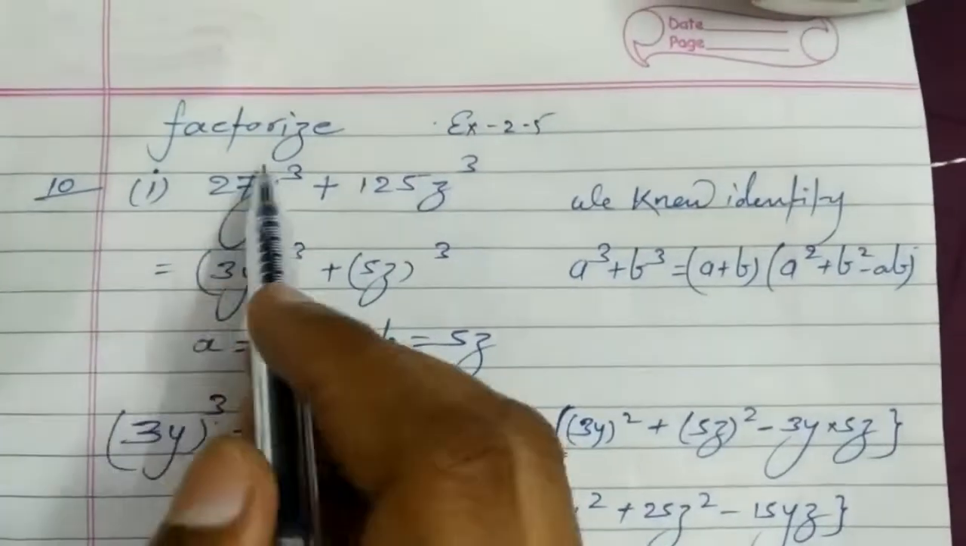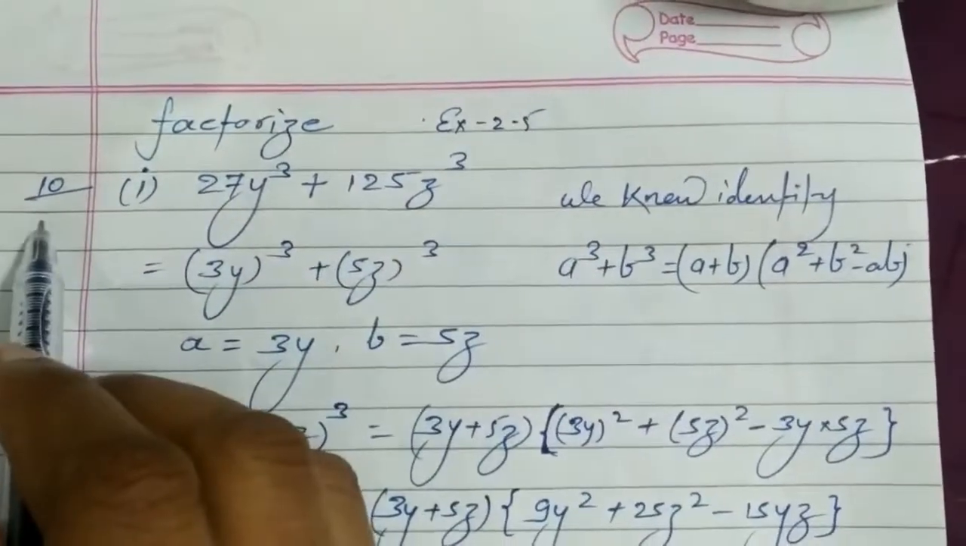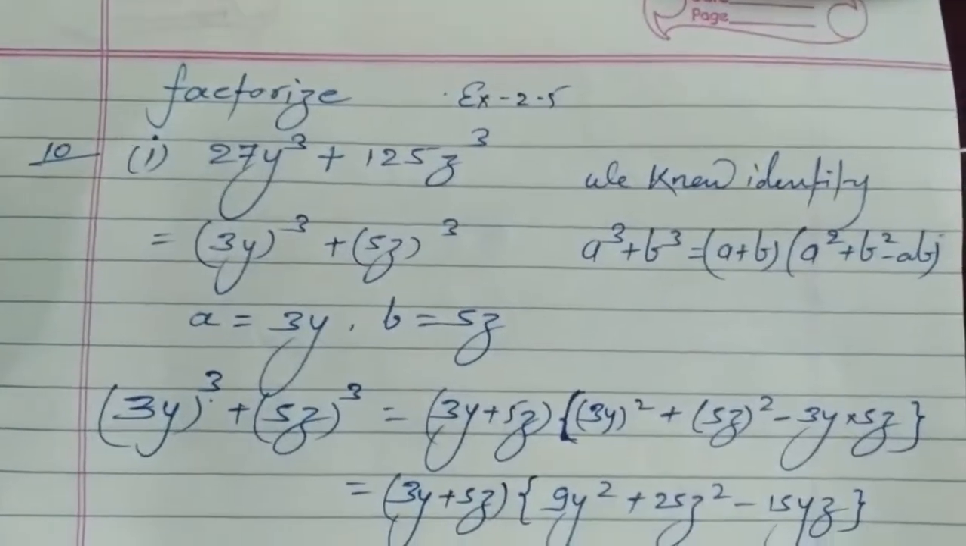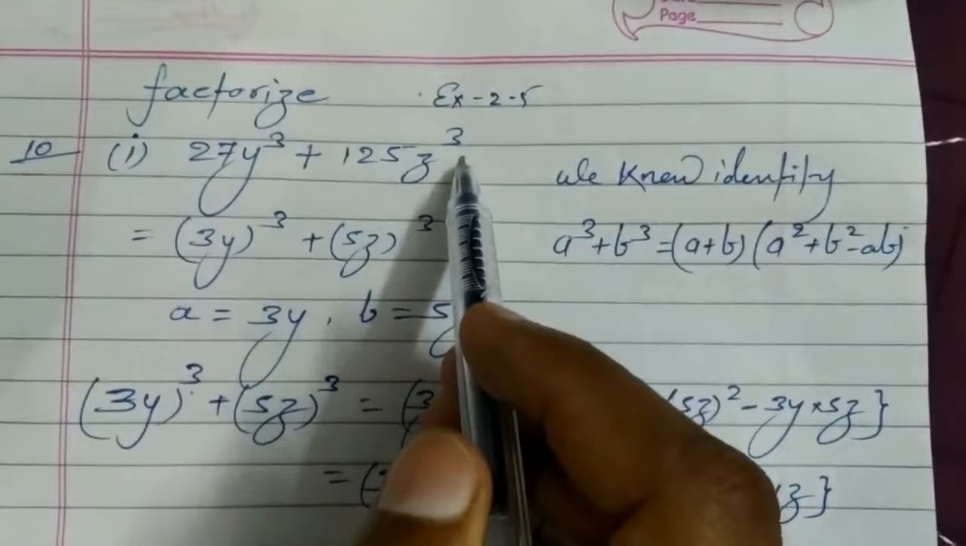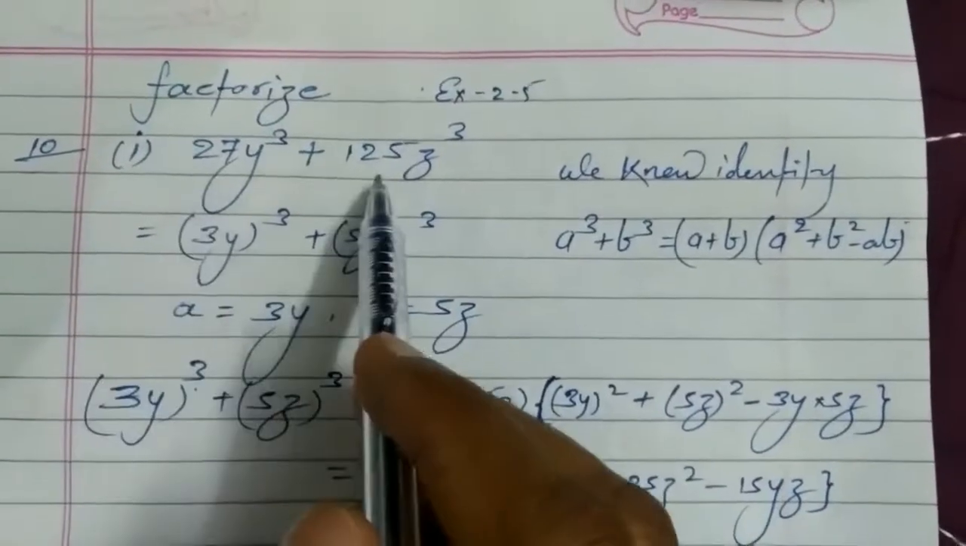Good morning. Today I am solving exercise 2.5 question number 10. Question number 10 is saying you factorize 27y cube plus 125z cube. Fine. So here we have to factorize it.